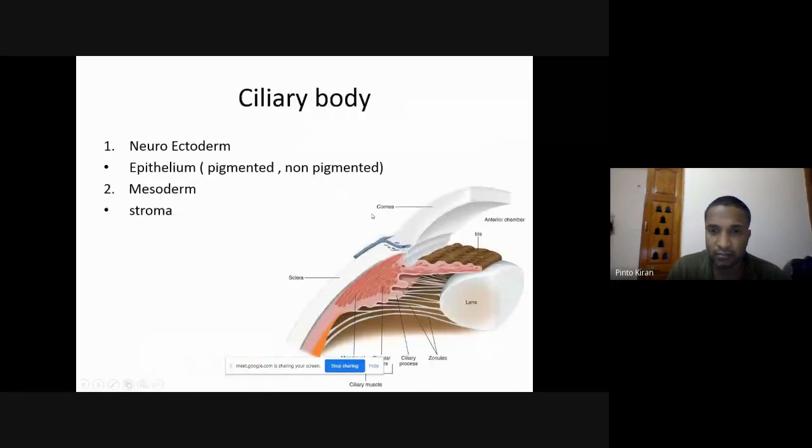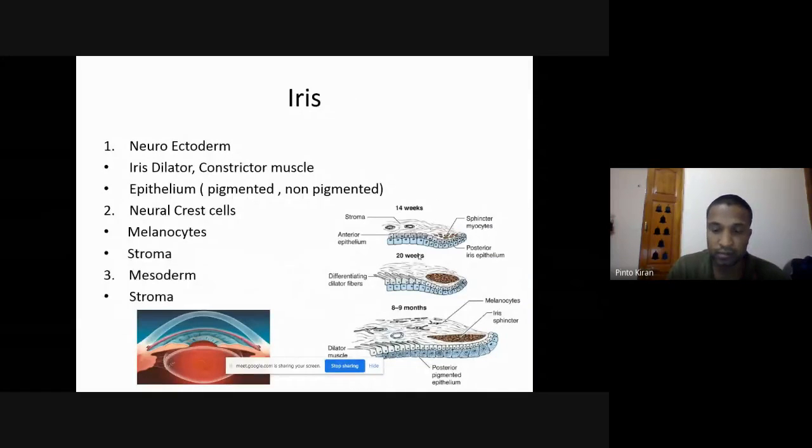If you look at this diagram, this orange color is the retina. You have a ciliary body and you have iris tissue. The retina arises from the neuroectoderm. The ciliary body, especially the epithelium, is just a continuation of the retina, so that also arises from the neuroectoderm. Similarly, the iris epithelium also arises from the neuroectoderm. If you keep this point in mind, you can definitely remember everything.